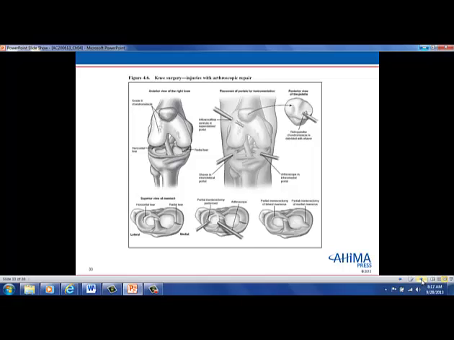This slide displays the internal anatomy of the knee along with debridement and meniscectomies performed through the arthroscope. The coder should read the documentation carefully to determine the extent of the meniscal work that is performed.